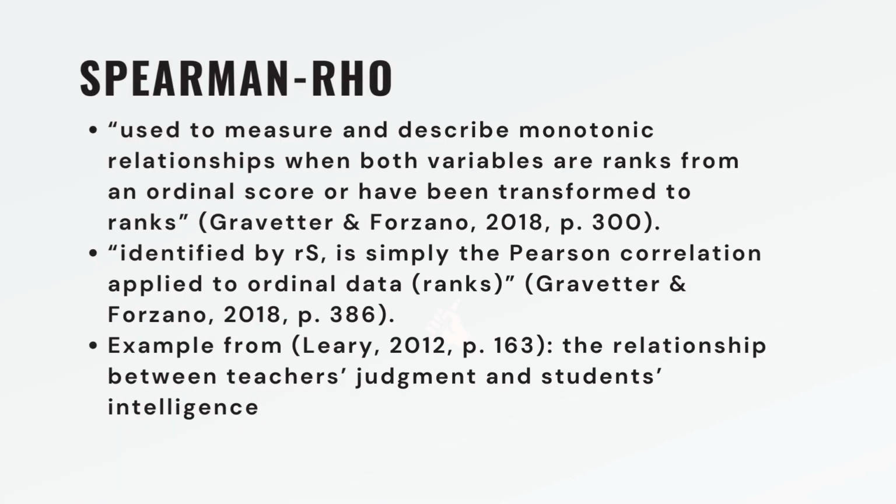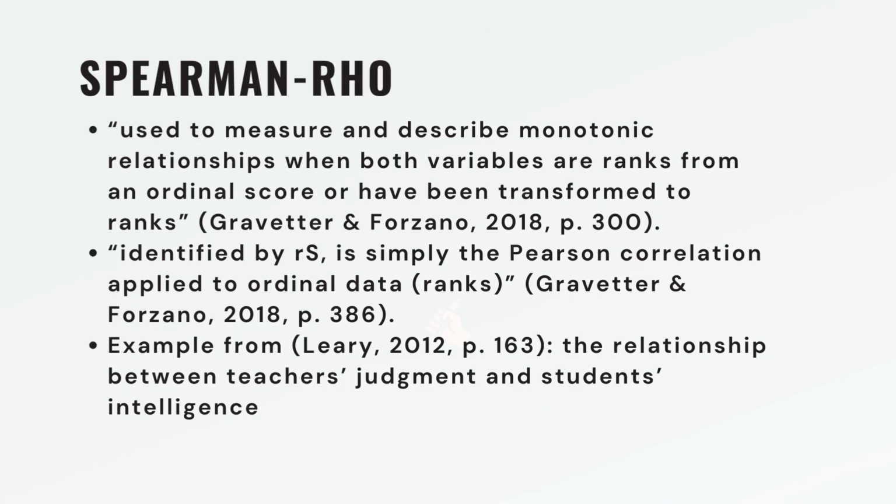Gravetter and Forzano stated that the Spearman correlation is used to measure and describe monotonic relationships when both variables are ranks from an ordinal score or have been transformed to ranks. According to the same authors, it is identified by rs and is simply the Pearson correlation applied to ordinal data. If the original scores are numerical values from an interval or ratio scale, it is possible to rank the scores and then compute a Spearman correlation.